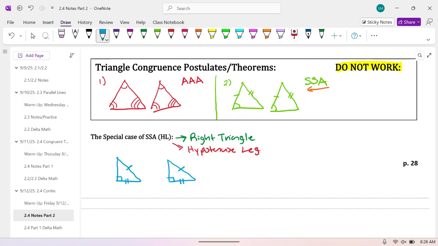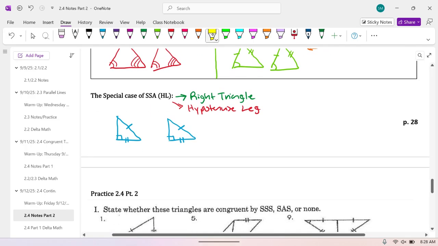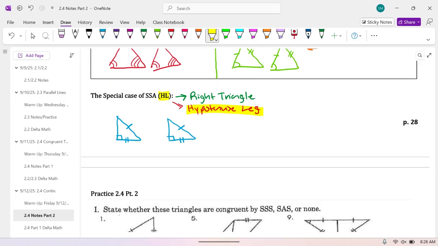If one of the sides is congruent and the hypotenuse is congruent, the big thing is the hypotenuse has to be congruent, because the hypotenuse dictates how long the other two sides are for that 90-degree angle. That's the only version of SSA that works, and it only works for right triangles. Does that make sense? So this hypotenuse leg, or HL as it's known, is the last postulate, but it's a very special case of postulate.